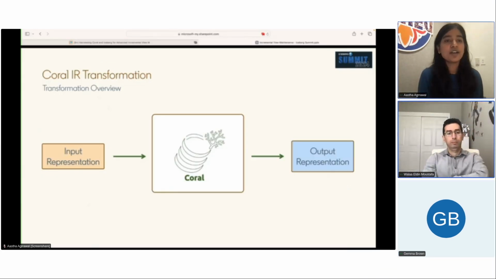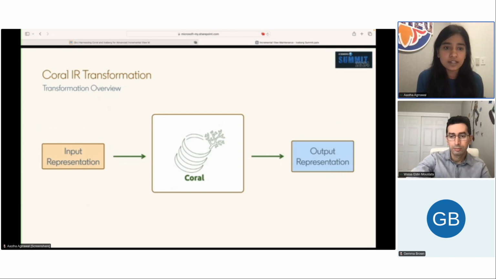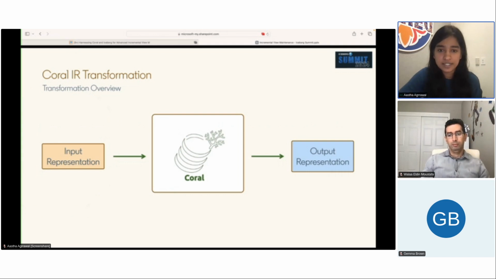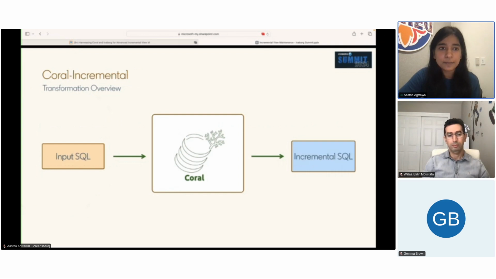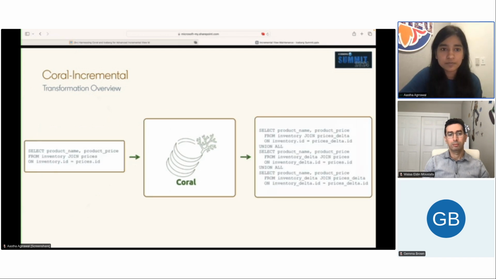Okay. Thank you. So just as Walo mentioned, Coral allows you to interconvert between two representations, or to go from an input representation to an output representation through an intermediate representation that we refer to as Coral IR. Let's take a closer look at how we can use the same technology to generate an incremental SQL version given an input SQL. Or more specifically, in our case, let's look back at the same example for the join between the inventory and prices tables to generate the incremental SQL on the right side.